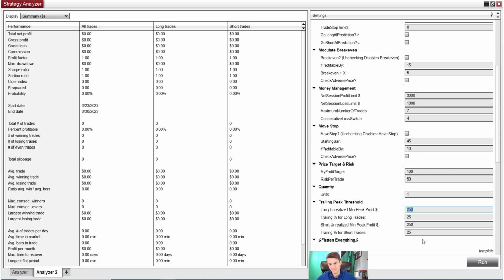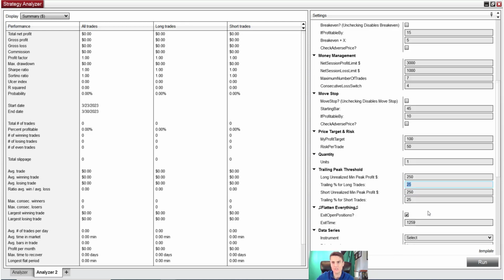I hope that makes sense. 25% means it's trailing away 25% from that peak. So if you hit, just to make the math easy, $100 in profit on that peak, 25% away, your stop is at that $75 mark. I hope that makes sense. Okay. Same thing is true on the short side.